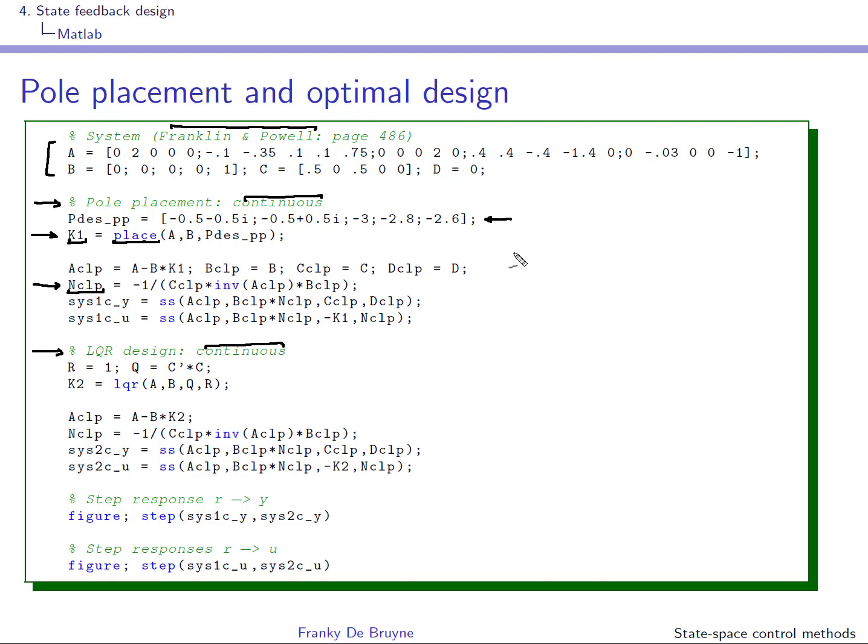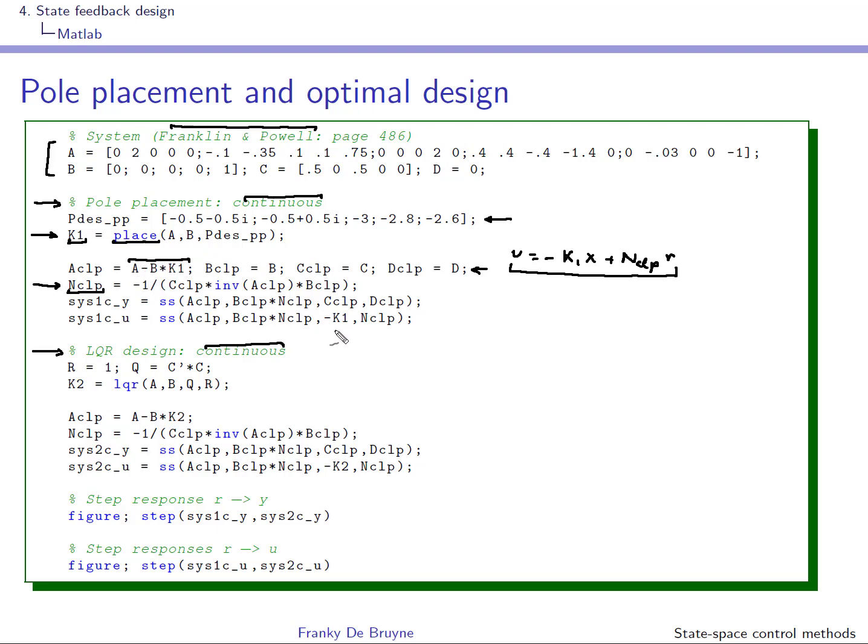Once you have your control, and your control is minus K1 x plus N_clp r, what you will do in your control laboratory is implement this control law on your model in Simulink. But here it's an example where everything is done in Matlab. So what is done here is compute the closed loop state realization. It's clearly seen over here.